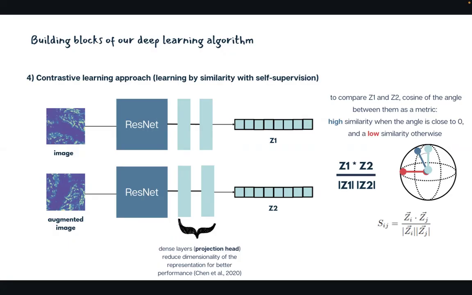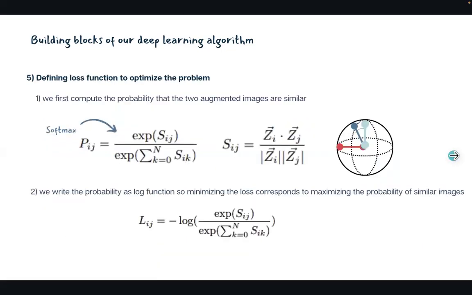So then the point is how to make the network learn. The network learns by comparing the vectors Z1 and Z2 using as a metric the cosine of the angle between the two vectors. And we have high similarity when the angle between the two vectors is close to 0, and low similarity when the angle between the two vectors is far from 0, as you can see between the light blue and the red in this hypersphere. And we build a loss function. I don't want to give you the details, but the loss function is based on this metric and is supposed to minimize the distance between the vectors.